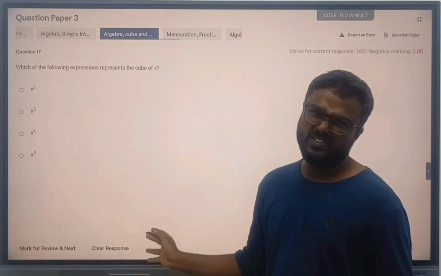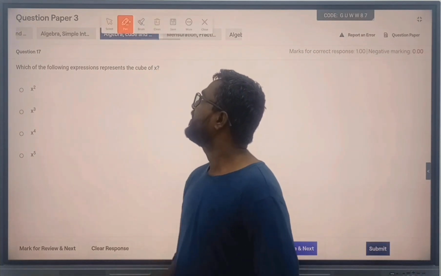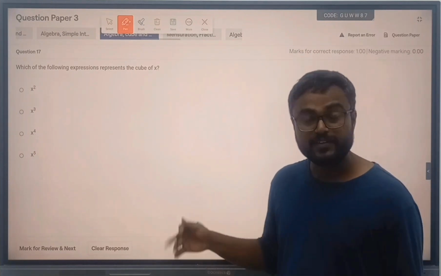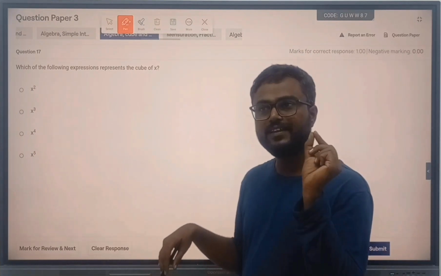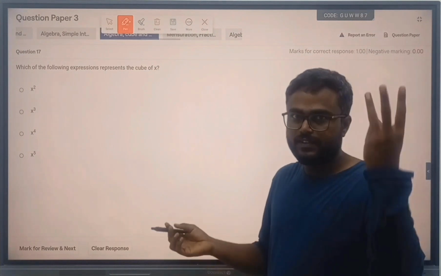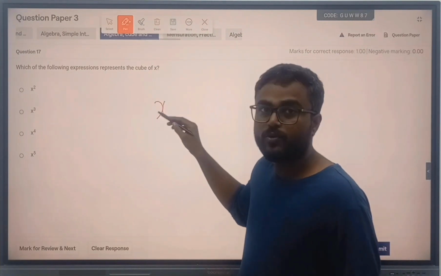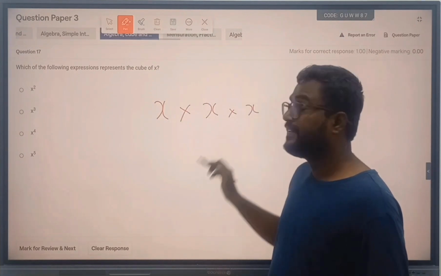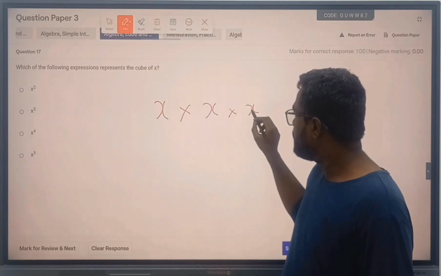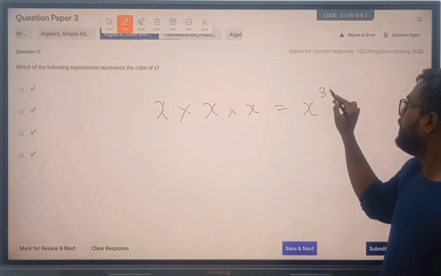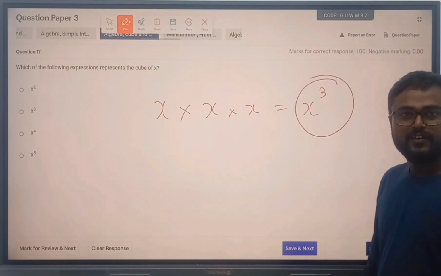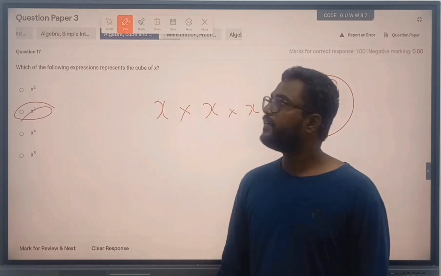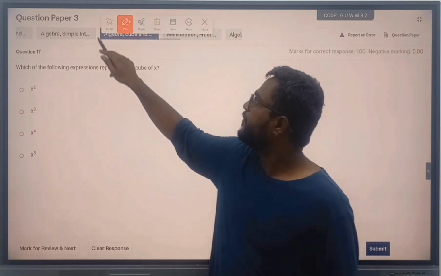Easy peasy question. Which of the following expressions represents the cube of x? Cube of anything is the number multiplied with itself 3 times. So cube of x means we have to multiply the number by itself 3 times. x times x times x is x to the power 3. Okay? Now, this is the correct answer. So with that knowledge, let's move on to the next question.